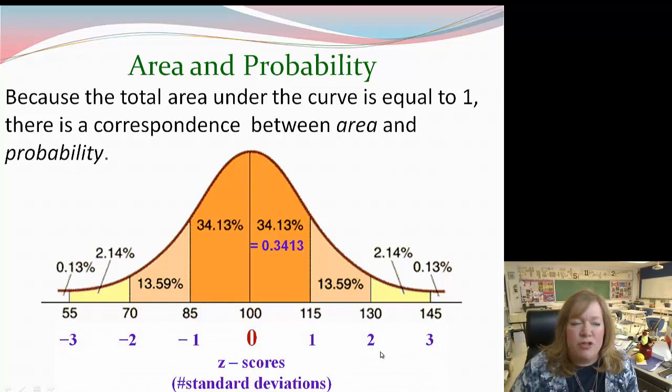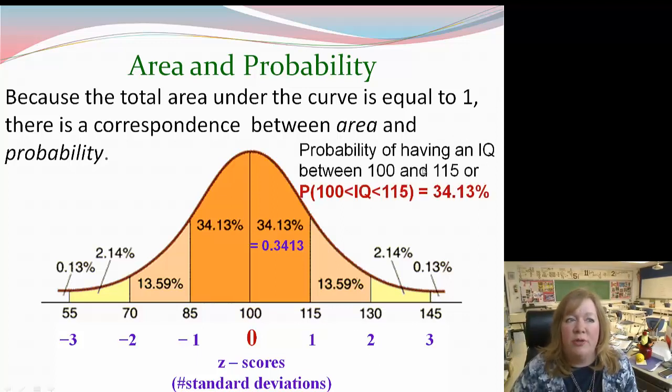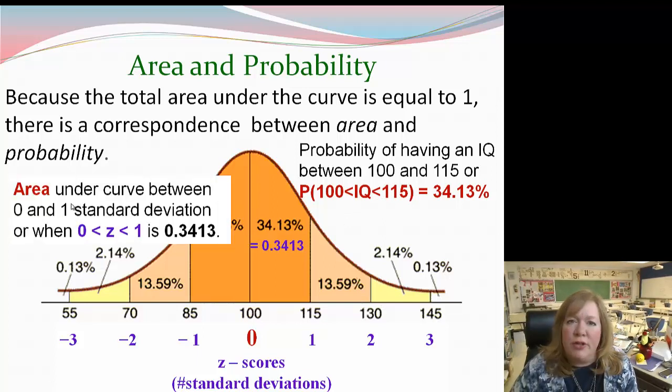And what you're going to be doing is either finding a z-score or being given a z-score and finding the area under the curve, but that's the same as the probability. If you get that in your brain, it makes it much, much easier. So the probability of having an IQ between 100 and 115 is 34.13%. That's this percentage here. That's the probability, and you have all your nice words and everything there. That's a probability. The area under the curve between 0 and 1 standard deviations, or when z is between 0 and 1, is 0.3413. It's the same thing.